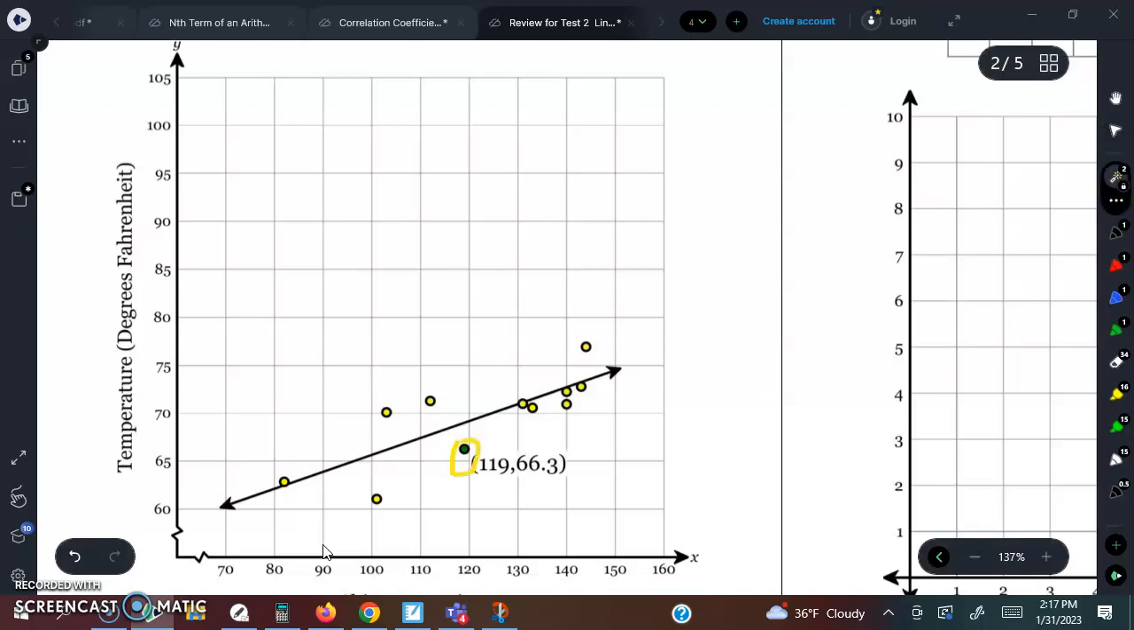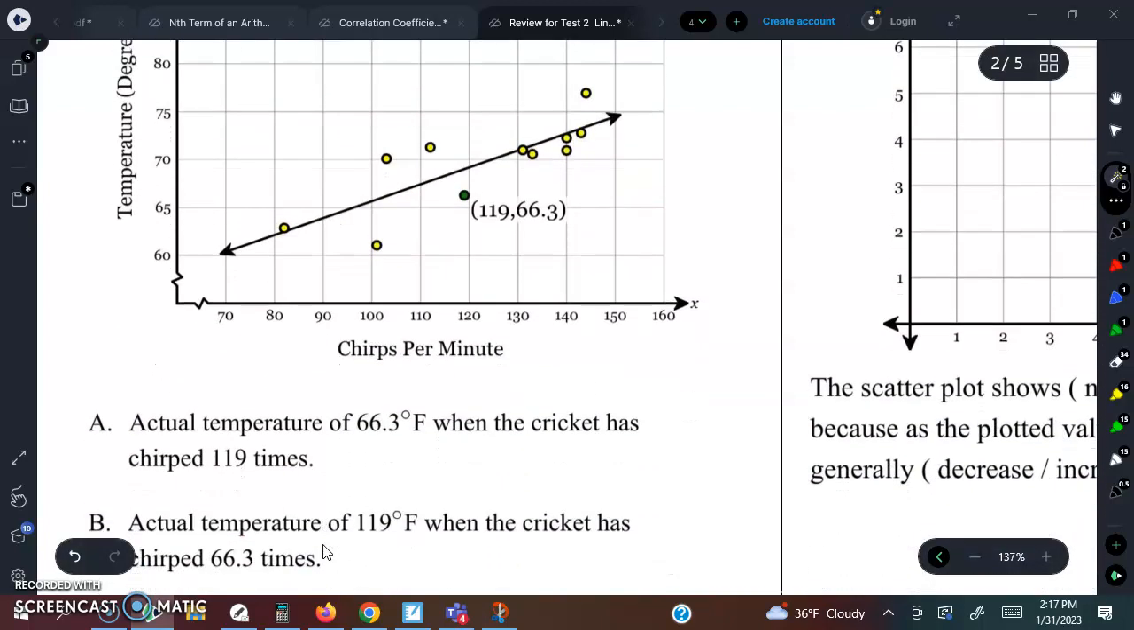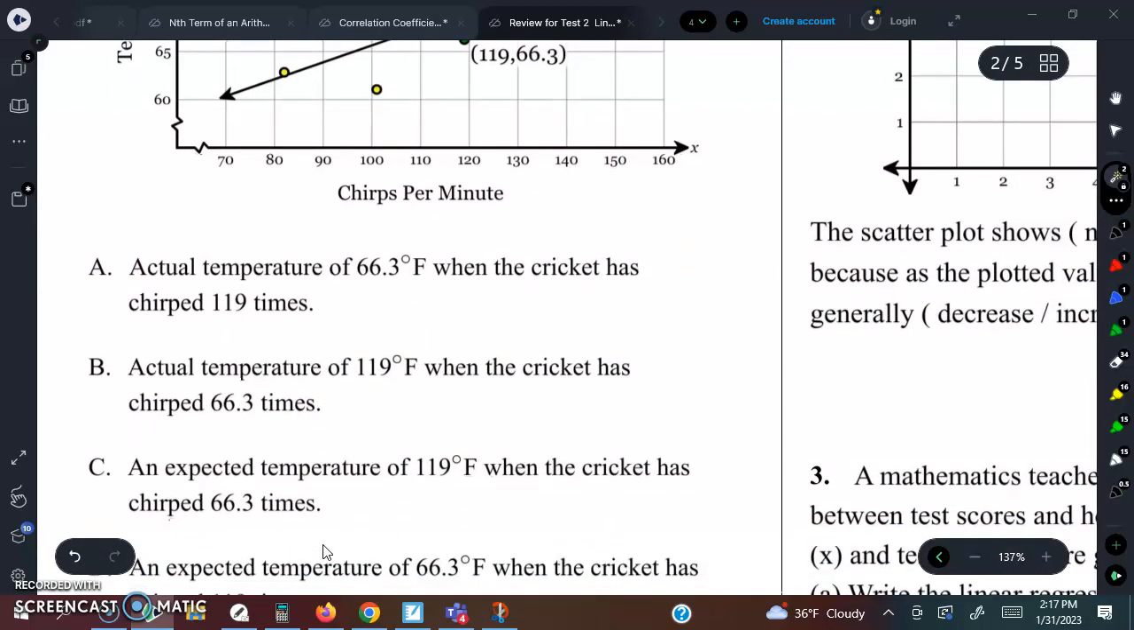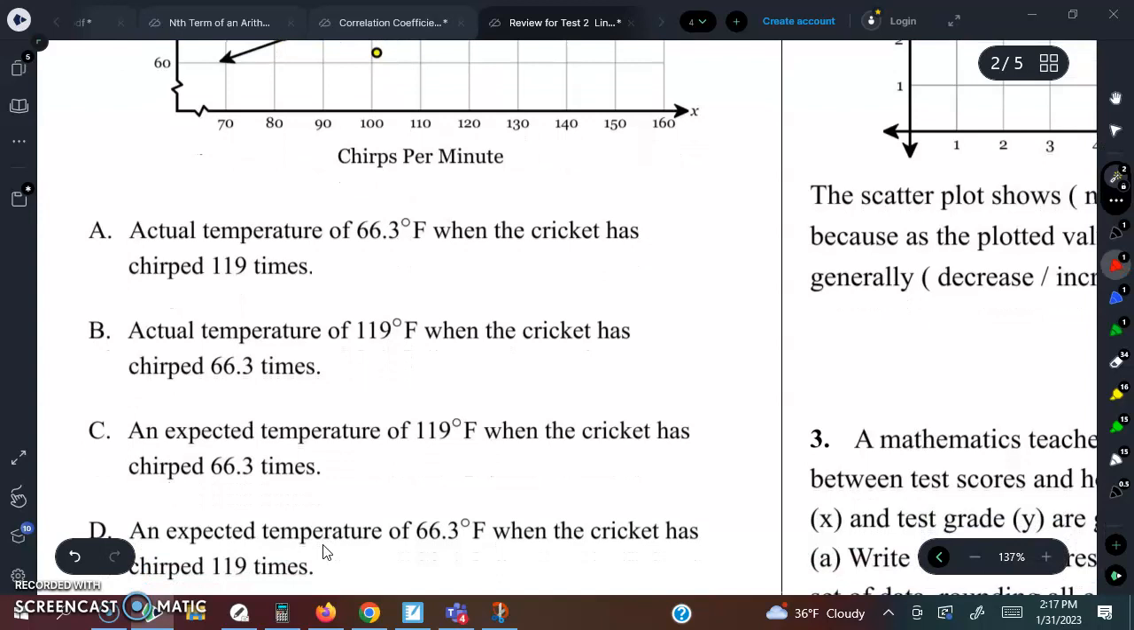here. Okay, it's off the line. So they're talking about something that actually happened. If it's referring to something on the line, they're talking about an expectation or something they expect to happen. So keep that in mind. So since it's expected to happen, it didn't actually happen, that eliminates A and B.